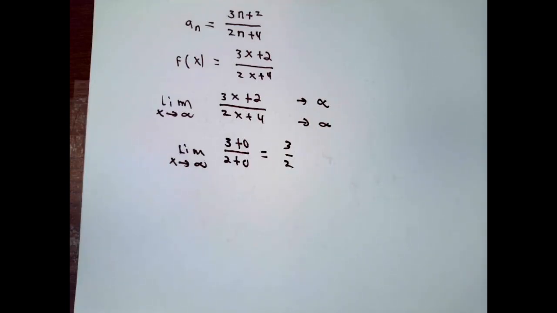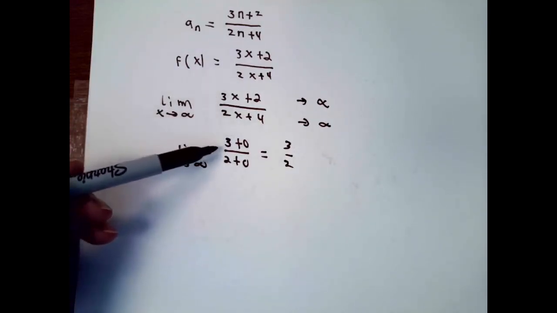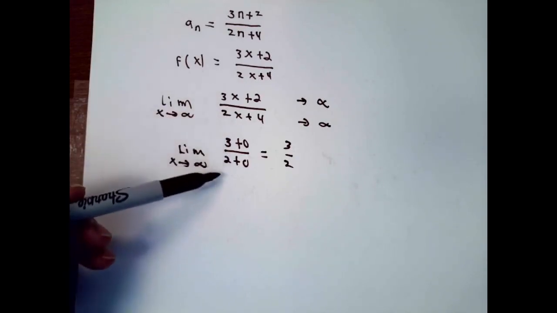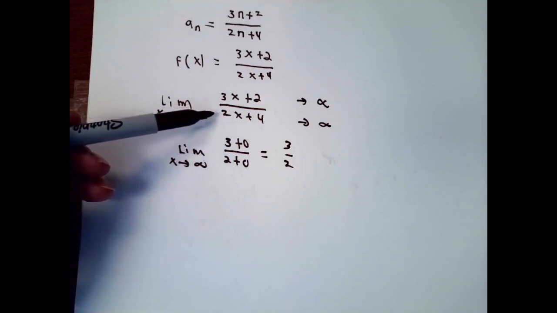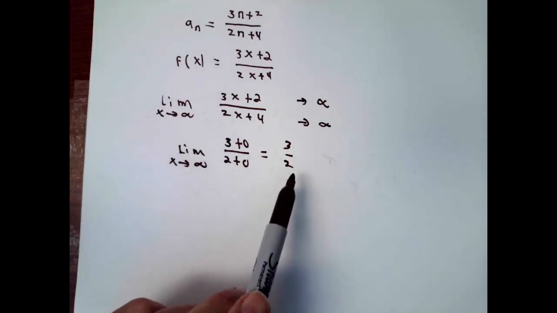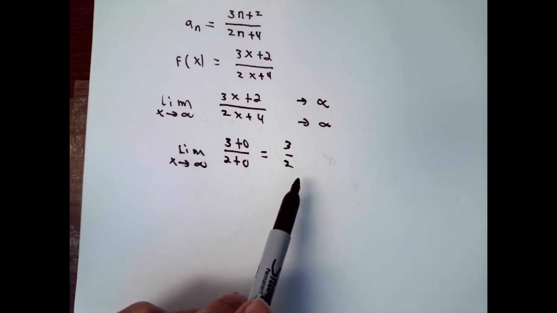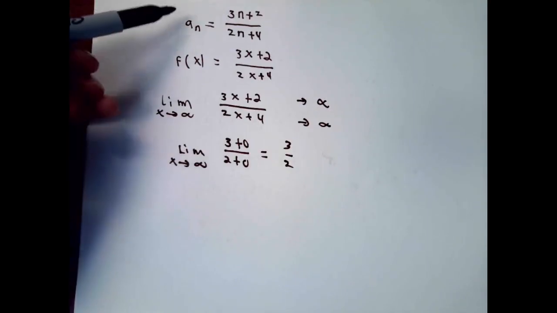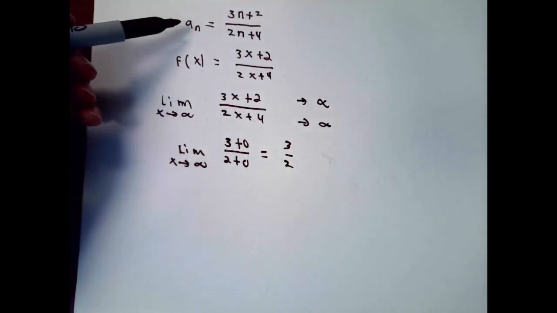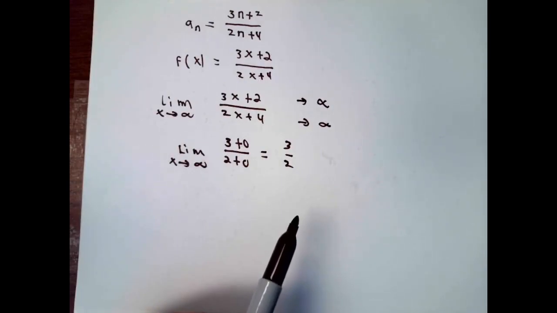In terms of our previous calculus work, this limit is an indeterminate form of type infinity divided by infinity. So take the derivative of 3x plus 2, take the derivative of 2x plus 4. This limit behaves in the same way that this limit does. This limit is equal to 3 halves. By L'Hopital's rule, this limit is equal to 3 halves as well. And therefore, by the f of x trick, I'll say that the limit of a sub n as n tends to infinity must be 3 halves also.